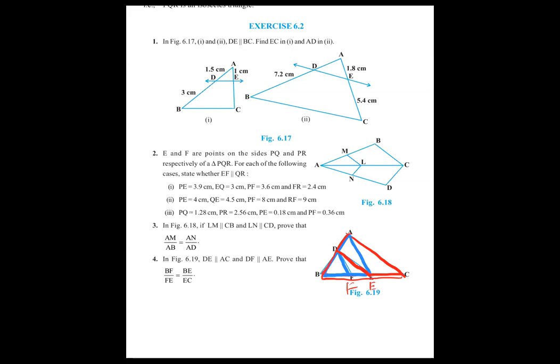When you apply BPT, forget about other lines. Only A, B, C, and D, E. Like that you see, don't look at the other lines, otherwise you will get confused. When you are applying BPT in the smaller triangle, see only the smaller triangle and that line. Don't see the other lines. And then see whether you are getting the result.